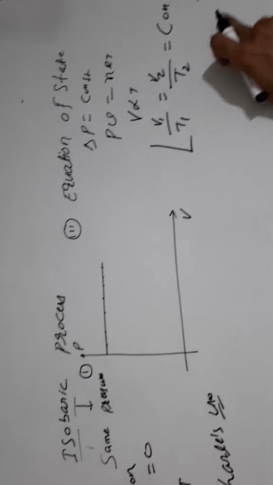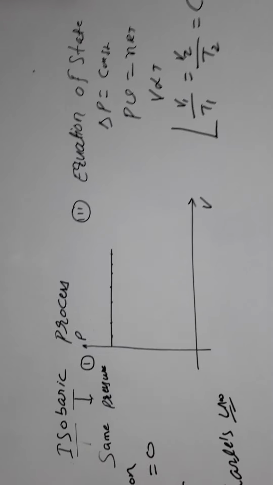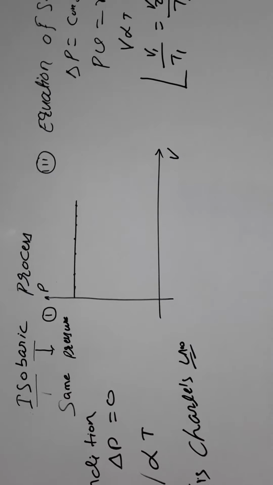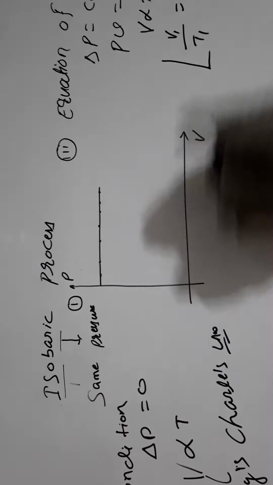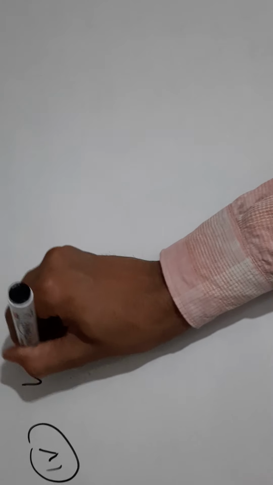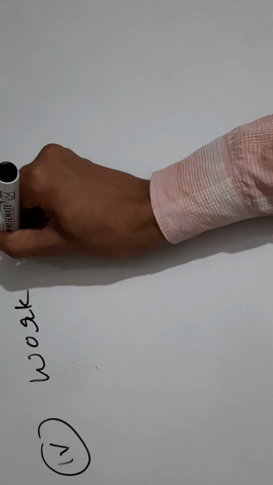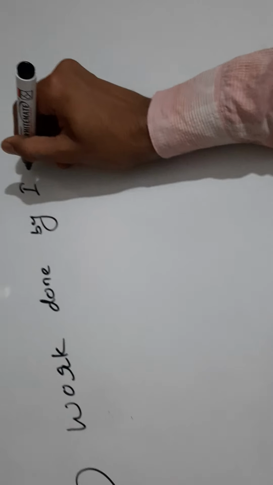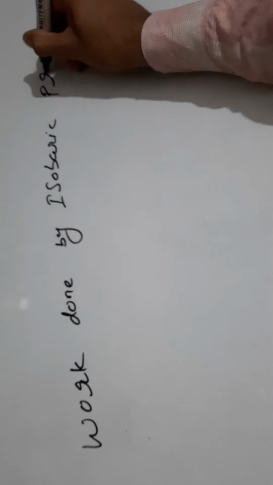Okay, all right. Now, what is the fourth point? The fourth point is what is the work done for the isobaric process? Now I'm going to discuss the work done by this process. This is the fourth point: work done by the isobaric process.